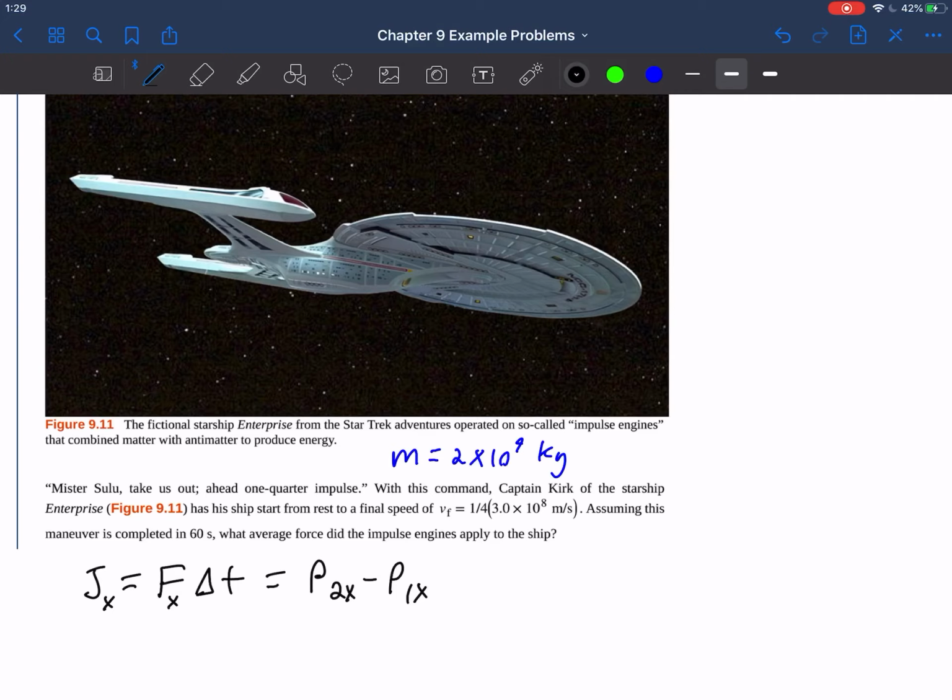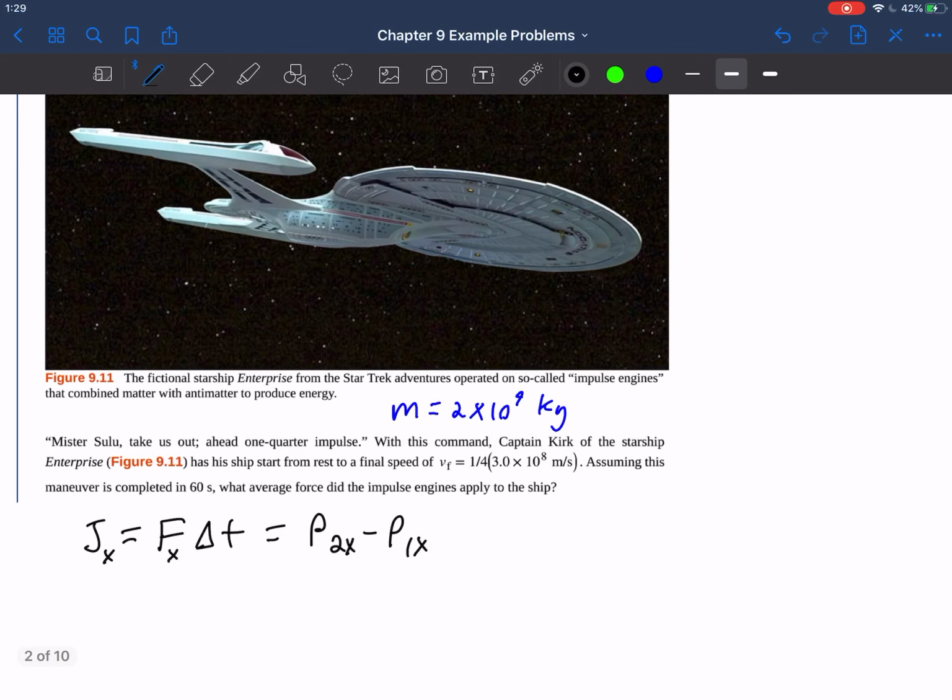Okay, and so it should be pretty easy here to calculate our change in momentum, because we know the initial velocity, we know the final velocity, and we know the mass. We know that it takes 60 seconds to make this change, so that should allow us to solve for the force on the Enterprise. In fact, the initial momentum is just 0 because the Enterprise is at rest initially.